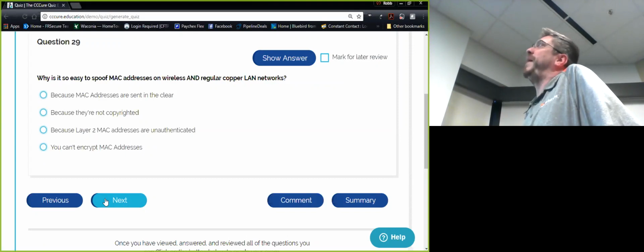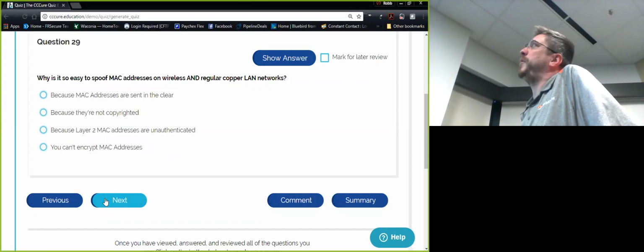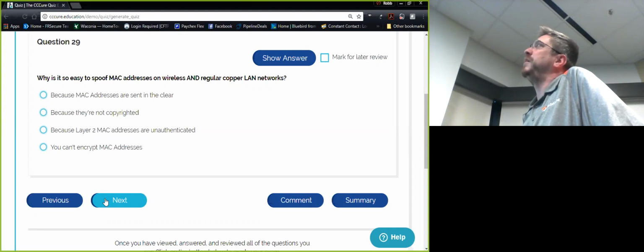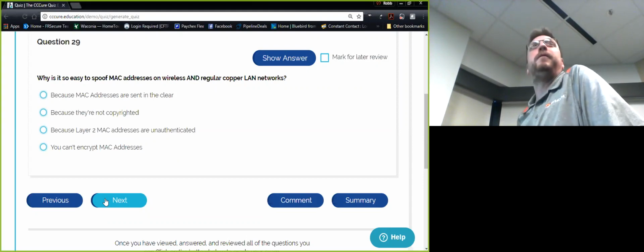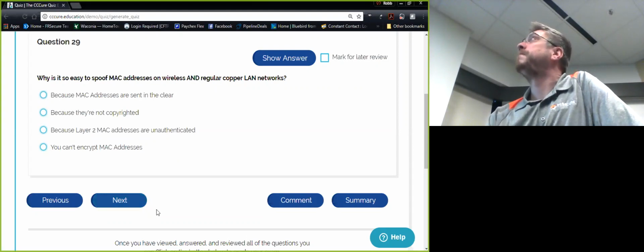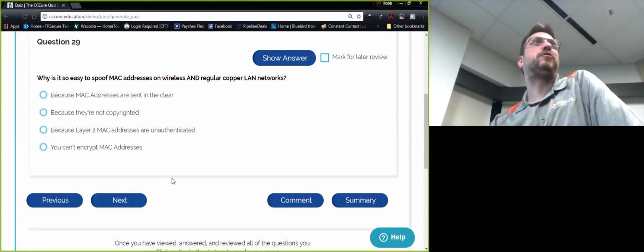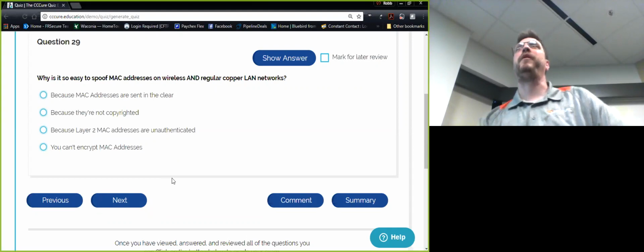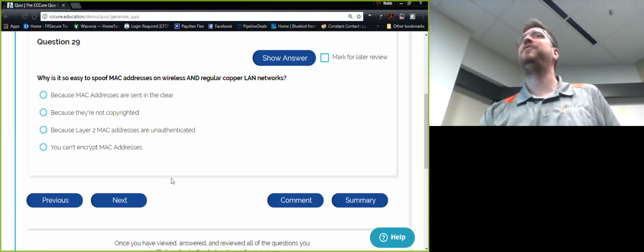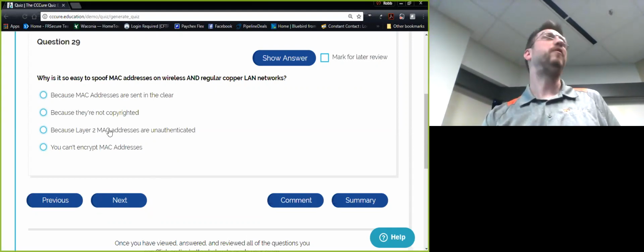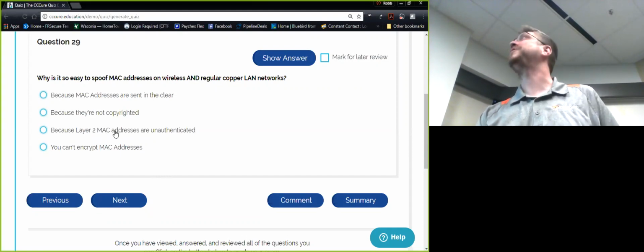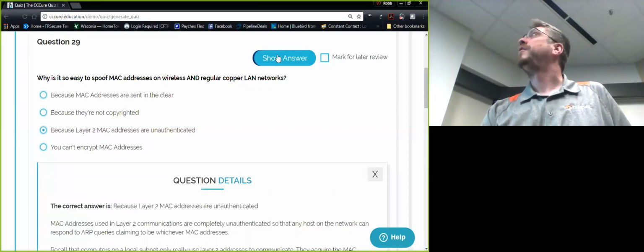Why is it so easy to spoof MAC addresses on wireless and copper LAN networks? MACs are sitting in the clear, they're not copyrighted. Layer 2 MAC addresses are authenticated, and you can't encrypt a MAC address. And no, they're unauthenticated. You're just throwing a name or a MAC address out there. There's no way to authenticate. They're not saying who it is or any way of verifying who it is. They're just saying, yep, okay, you got the right MAC address. There you go.